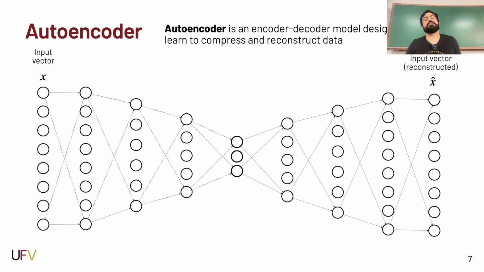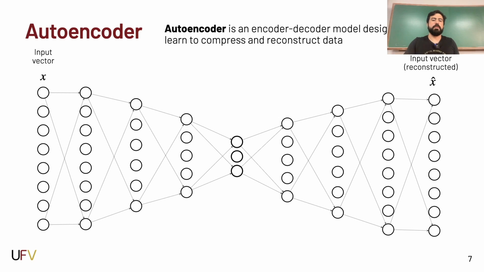Okay, so let's first talk about an autoencoder, because in this lecture we're going to focus on variational autoencoder. But what is a basic autoencoder? So an autoencoder is a very cool idea from deep learning, and it's not a very recent idea, to be honest, but it's this idea of having an encoder-decoder model designed to learn to compress and reconstruct data.